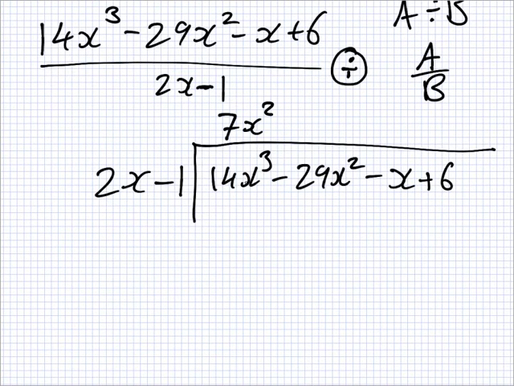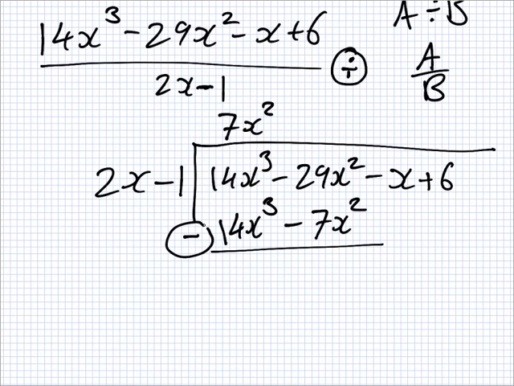7x squared. And that would be 14x cubed minus 7x squared. Okay, and then we minus. Yeah? So what are we left with? Minus 29, minus, yeah, so that's minus 22. Minus x plus 6. Okay, now maybe, Zara, you can tell me what's the next number up here, if you know. It'll be a minus at least, anyways. So, what can we multiply 2 by to make it 22? Yeah, you can go check there, yeah.